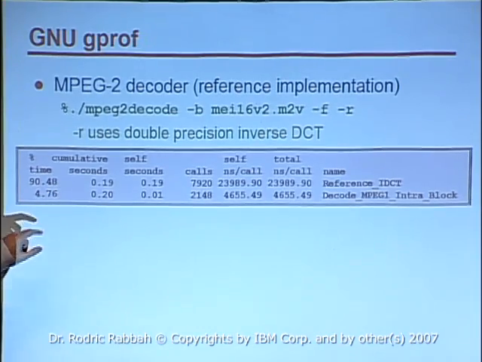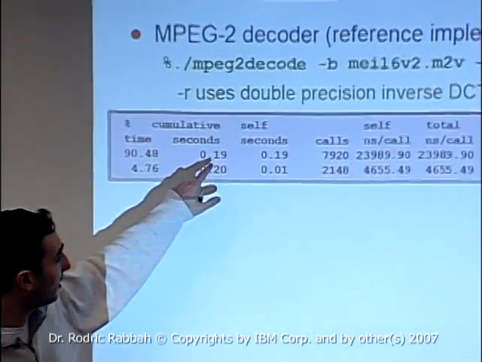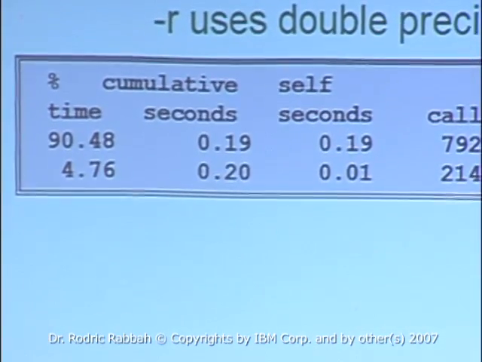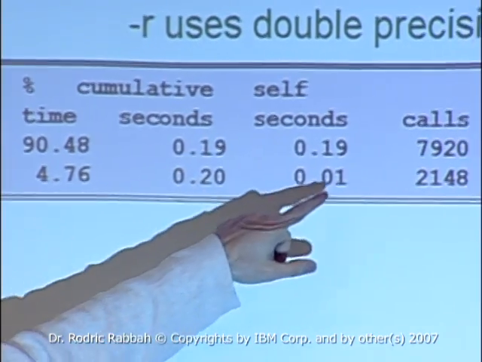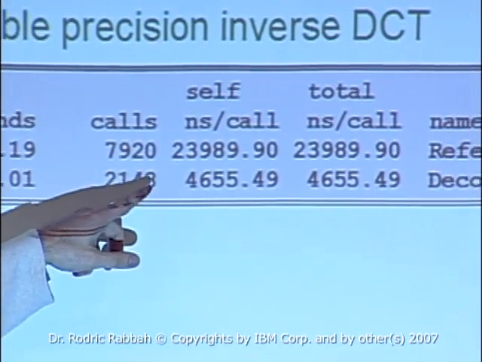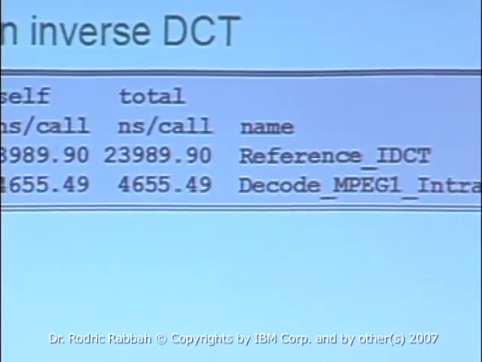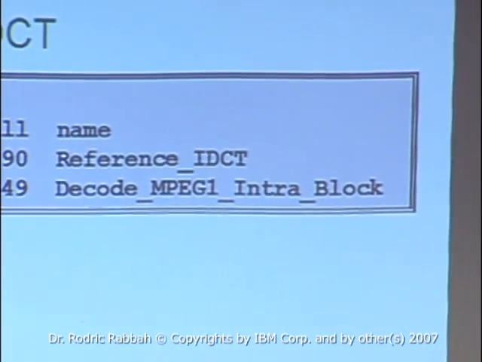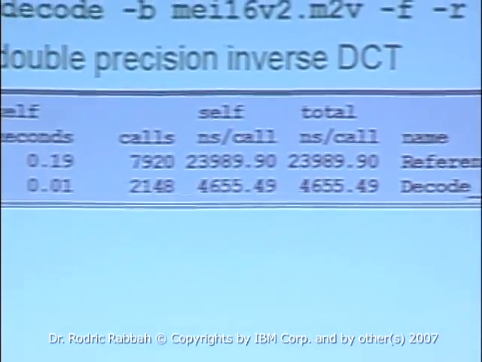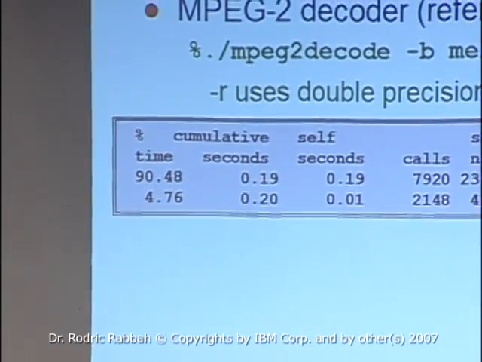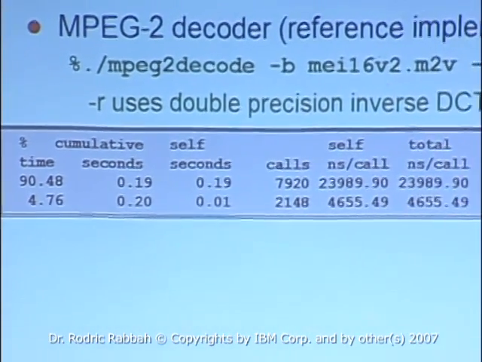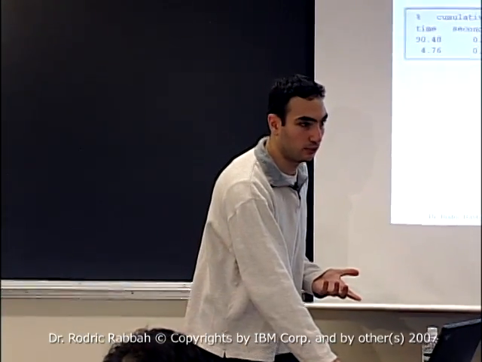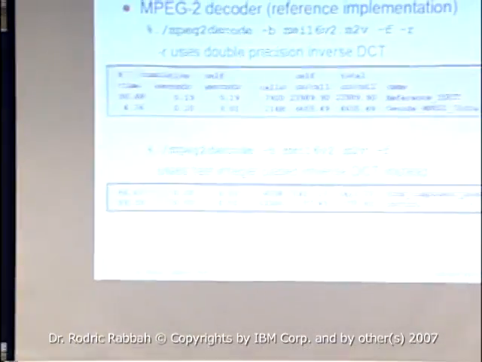Each row represents a function. This is the percent of the time. This is the actual time in seconds. This is how many times I actually call this function, and some other useful things. The second function that shows up here is MPEG intra-block decoding, where you're doing some spatial decomposition, restoring spatial pictures, about 5%. So if you were to optimize this particular code, where would you go look? Right, you would look in the reference DCT.